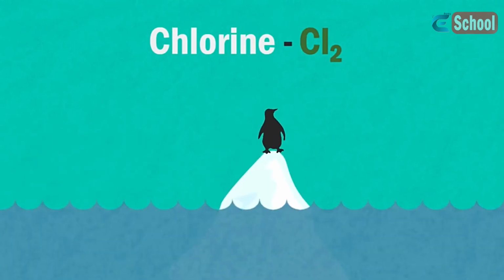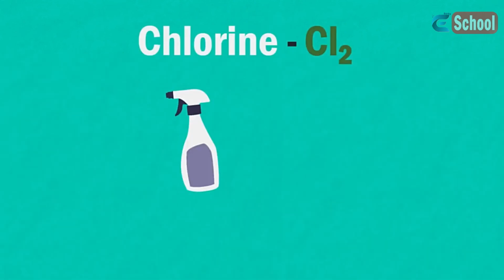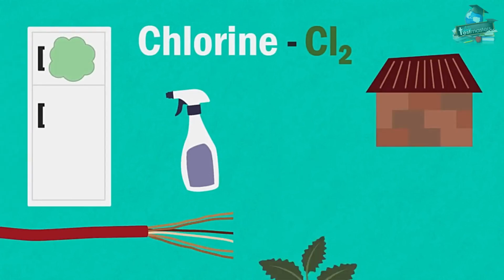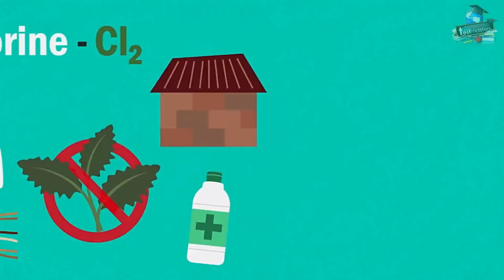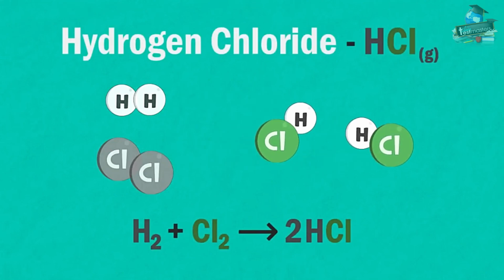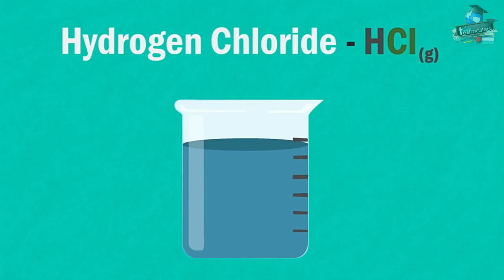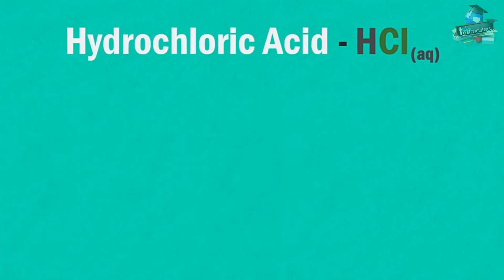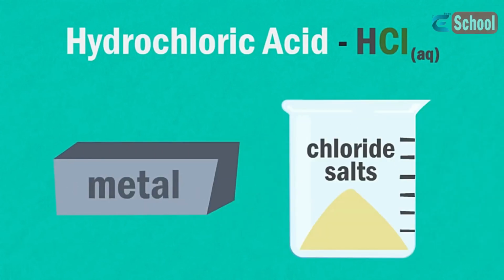But this is only scratching the tip of the iceberg, as chlorine is used to make dry cleaning ingredients, electrical insulators, building materials, refrigerator gases, weed killer, pesticides, antiseptics. Some of the hydrogen and chlorine from the industrial process is combined to form hydrogen chloride gas. It's a rather unpleasant gas, but it dissolves in water to produce hydrochloric acid, which is a very useful acid. It too can be used for cleaning metal, but it is also used for producing chloride salts.